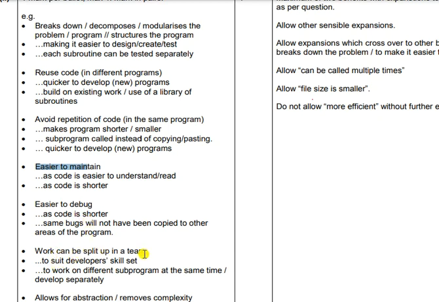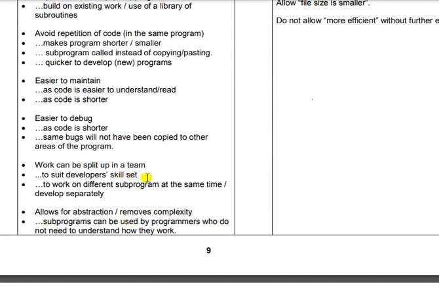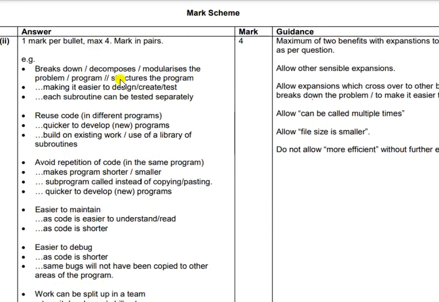Then work can be split up in a team and it can suit the developer's skill set, allow for abstraction, removes complexity. So how will you be marked on this question? You will get 1 mark per bullet and a maximum of 4 marks. So that means 4 bullets have to be written by the student.